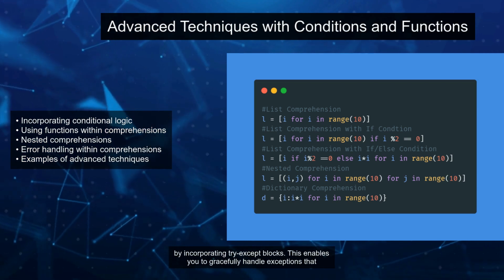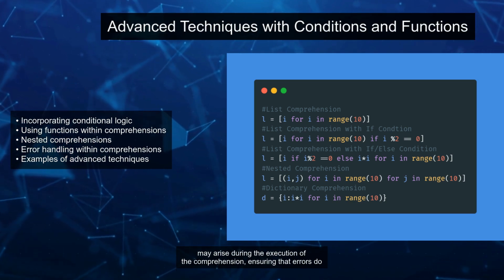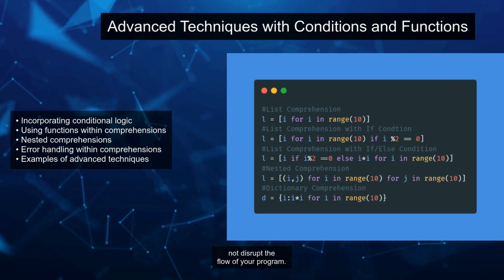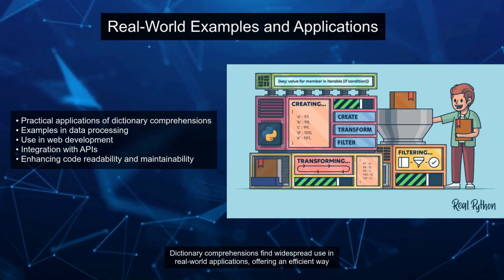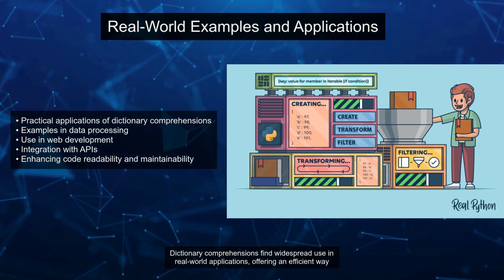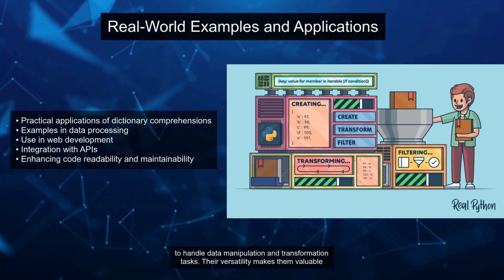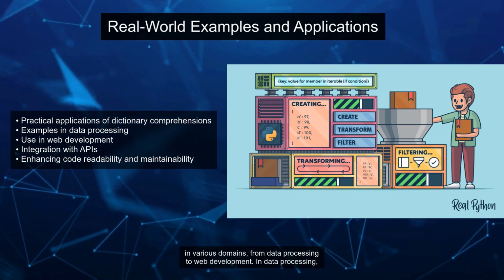Error handling within comprehensions can be achieved by incorporating try-except blocks. This enables you to gracefully handle exceptions that may arise during the execution of the comprehension, ensuring that errors do not disrupt the flow of your program. Dictionary comprehensions find widespread use in real-world applications, offering an efficient way to handle data manipulation and transformation tasks. Their versatility makes them valuable in various domains, from data processing to web development.